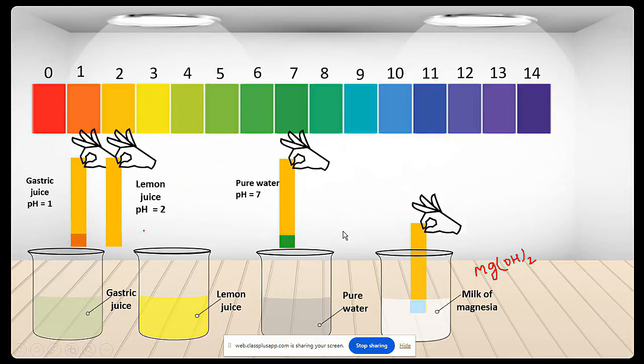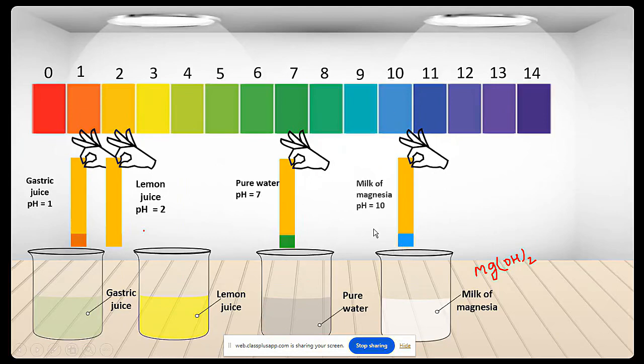Notice the change in color of the paper. So here it is blue in color. Is it dark blue or sky blue or light blue? You can see here that it is in the form of light blue. So milk of magnesia pH value is nearby 10.